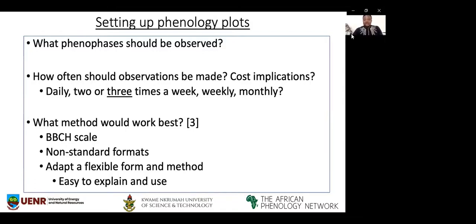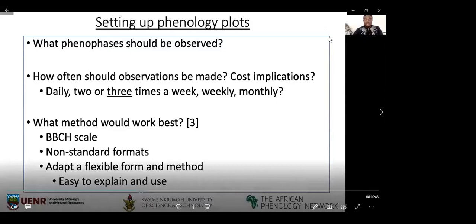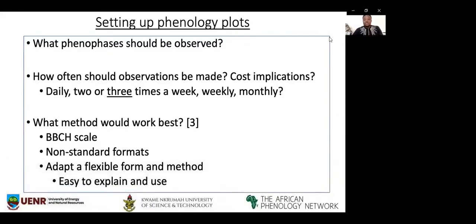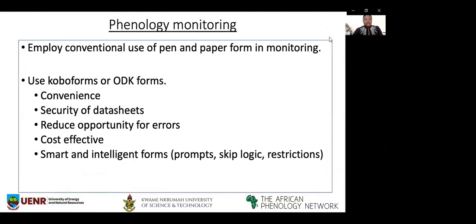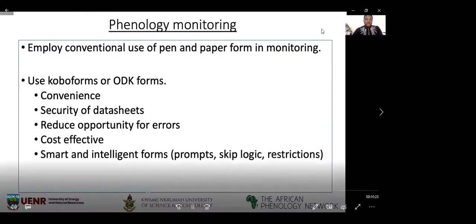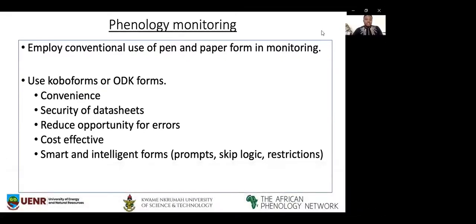We realized that data collection methods like the codes of the DBCH method were going to be complex and too technical for some of our field assistants. So we had to adapt and use something more flexible, something that is easy to explain and easy to use. And so we started originally to use conventional data collection sheets, pen and paper. For one liana individual, you needed like 2 pages of information, because you ask about leaf present, and the next questions that follow will be the subphases, flowers, subphases. And so about 2 pages of paper.